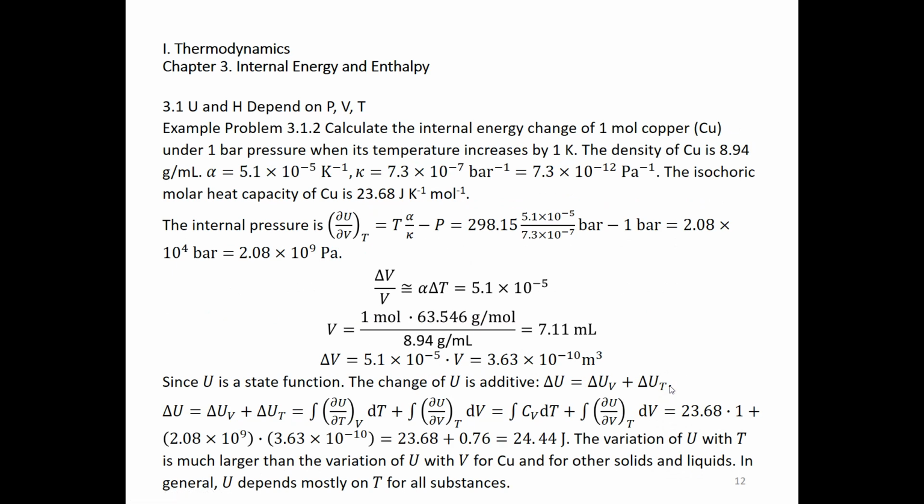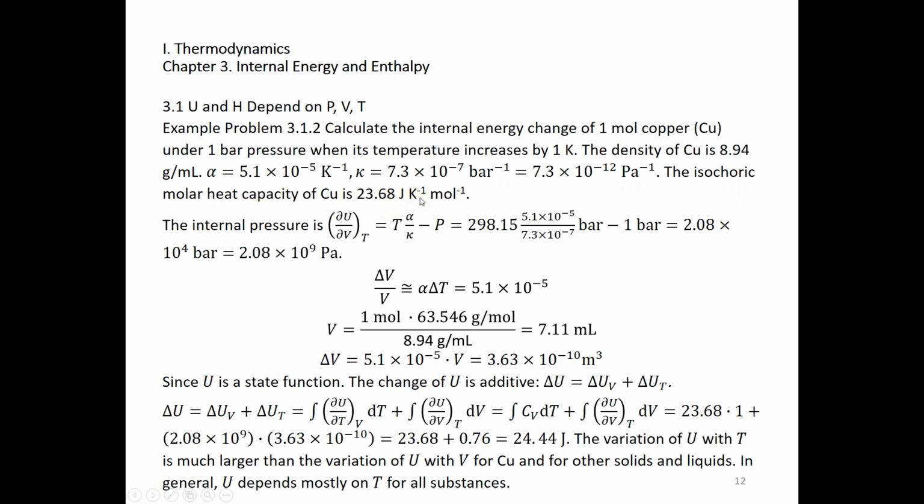Numerical example 3.1.2. Calculate the internal energy change of 1 mole copper under 1 bar pressure when its temperature increases by 1 Kelvin. Alright, so we're given the density of copper. We have alpha and kappa, and we have the isochoric molar heat capacity, and so on.